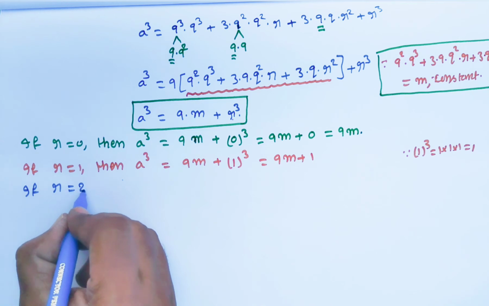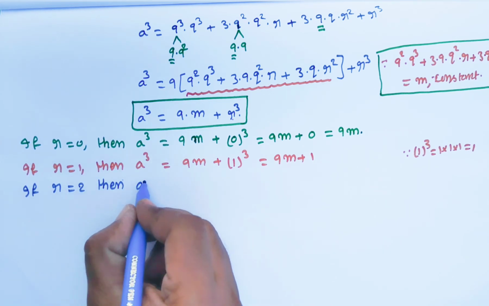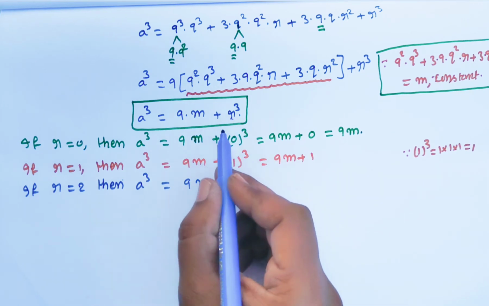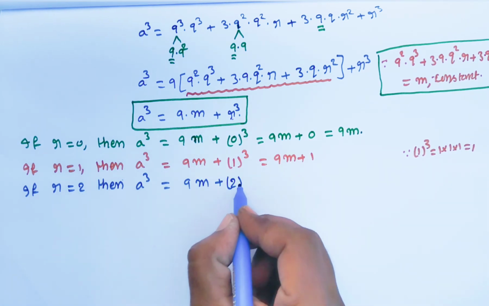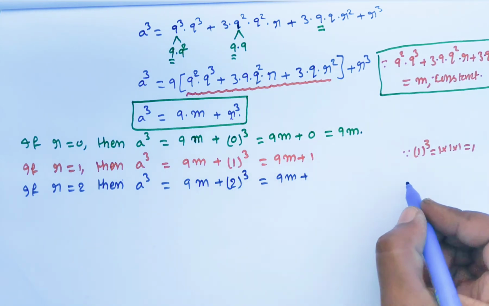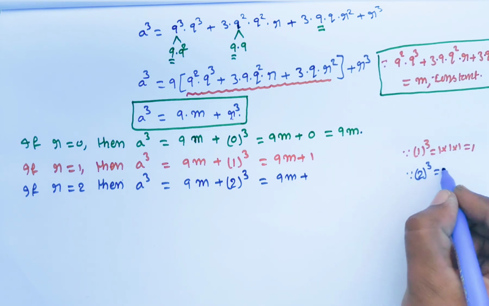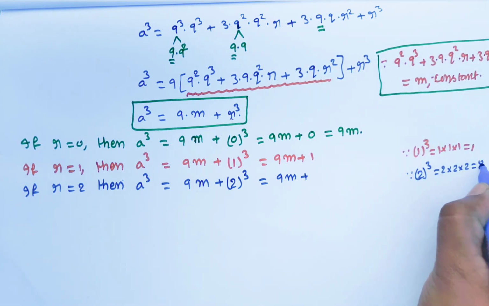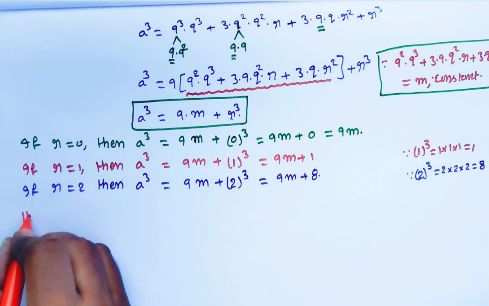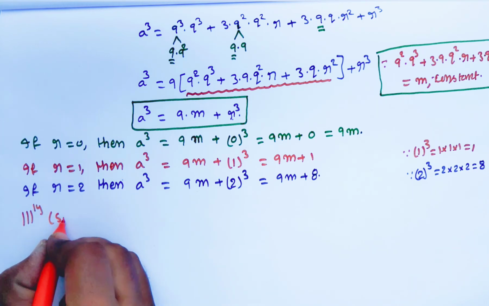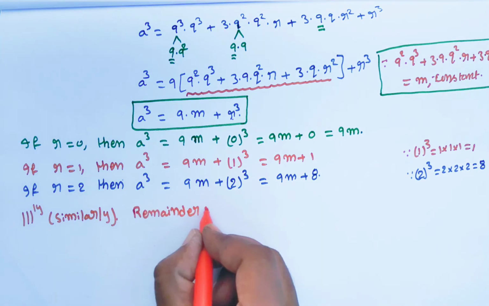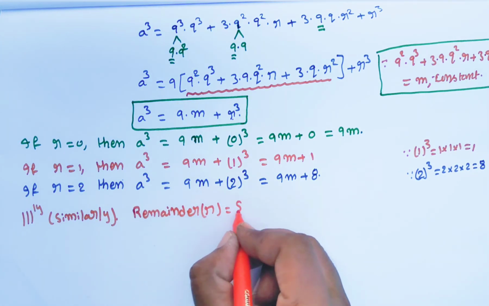If r equals 2, then a cube equals 9m plus r cube. Here we choose r as 2, so 2 whole cube is 2 into 2 into 2, which has the value 8. So the cube of any positive integer, if r equals 0, we get 9m, if r equals 1 it is in the form 9m plus 1, and r equals 2 is in the form 9m plus 8.